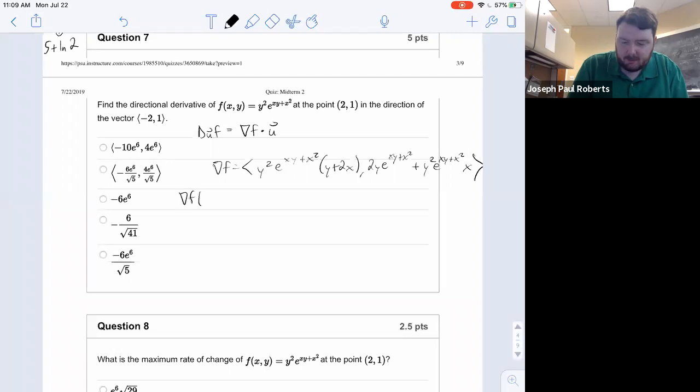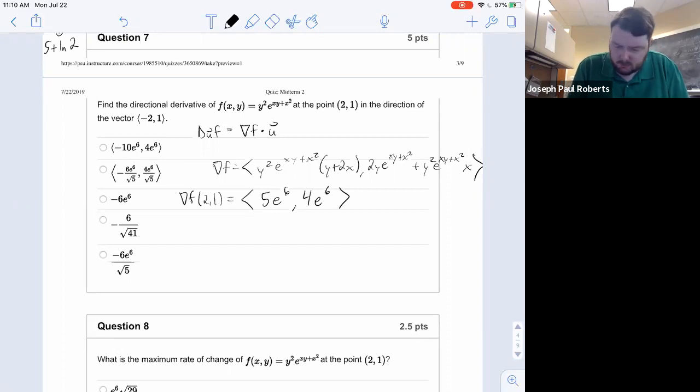So the gradient at the point 2, 1 ends up being, well, y is 1, so we have 1, and then over here that's 5. And when x is 2 and y is 1, it looks like we get e to the 6th. So 5 e to the 6th, and then with x is 2, y is 1, it looks like we get 4 e to the 6th. So just plug in, not so bad.